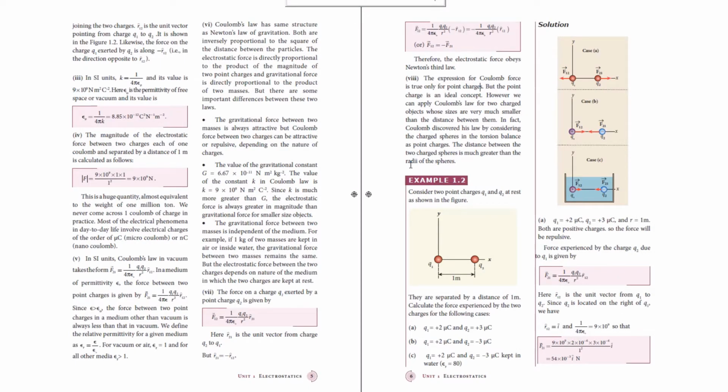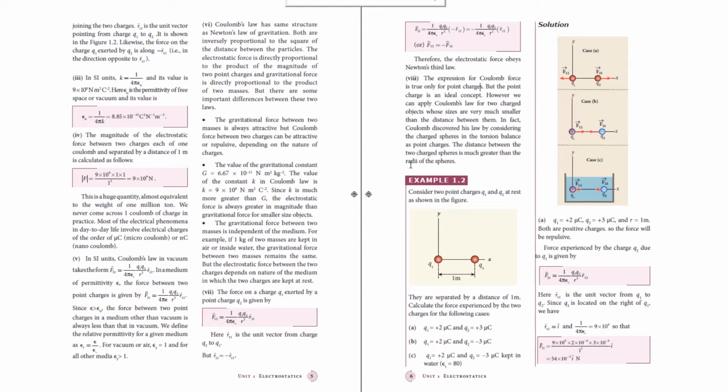The next important aspect of Coulomb's law we consider: refer to figure 1.2 that is given in your book. There are two point charges Q1 and Q2. The force exerted on the charge Q2 by the charge Q1 lies along the line joining the two charges. We have considered that vector r12 is the unit vector and its direction points from the charge Q1 to Q2. That is clearly shown in figure 1.2.